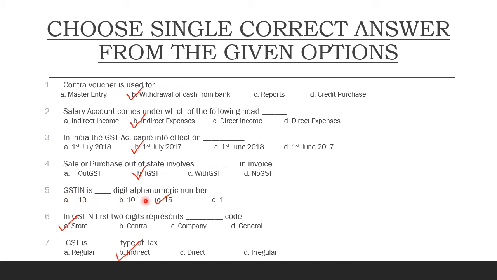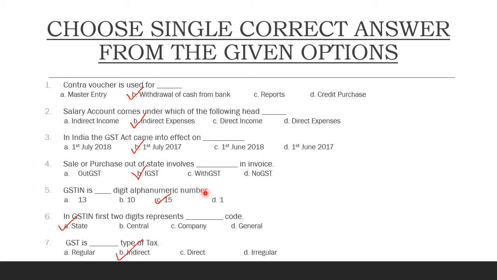Then GST is how many digit alphanumeric number? It is 15 digits. So the first two digits represent the state. पहले दो digits represent state. Then comes your PAN number. This PAN is used for how many companies or how many shops you have started. If this PAN is registered for 2 shops, then you write 2; if it is only for 1 shop, then you write 1 after the PAN number.